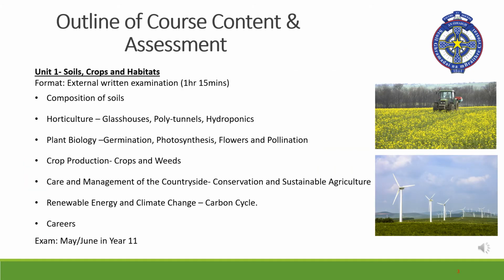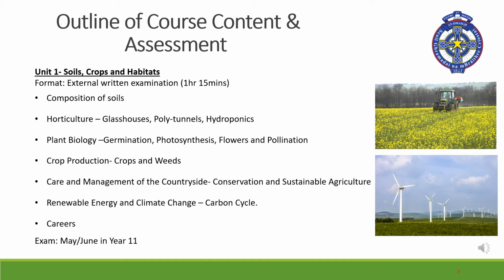Unit 1, Soils, Crops and Habitats. This is assessed through a written examination, usually taken at the end of year 11. Some of the topics included are the composition of soils. This includes a few science experiments on working with the organic content of soil, the pH of soil, the drainage capabilities of different types of soil. Then move on to horticulture, which is glasshouses, polytunnels and hydroponics. Move on to plant biology. Pupils would have covered the majority of this at Key Stage 3. So it's germination, photosynthesis, pollination.